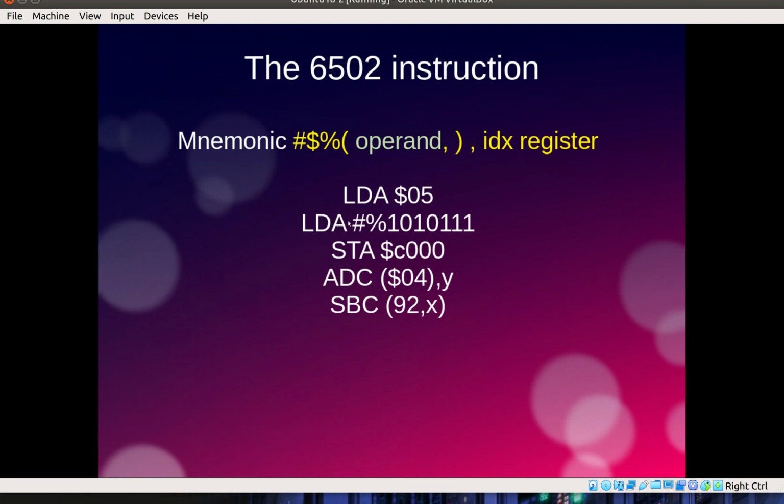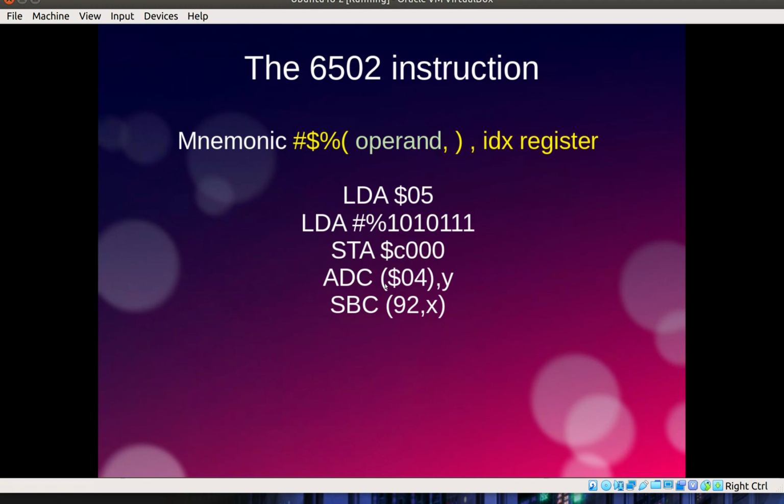This is again also valid. What we're saying is load the accumulator with the immediate, because the hash says immediate. The hash is optional. The percentage sign here says binary, so load the accumulator with that binary value. This is an STA, so a store accumulator into the hex address of C000. Again, you can see that works.